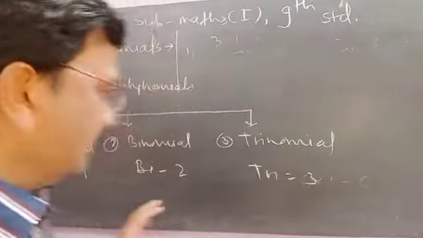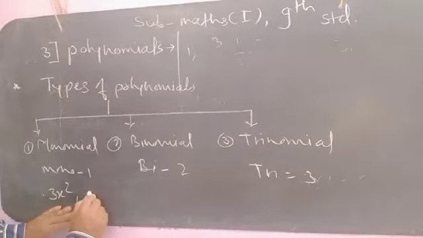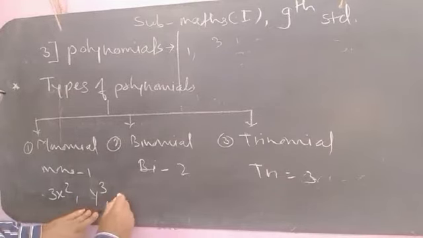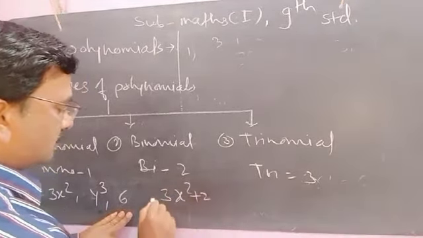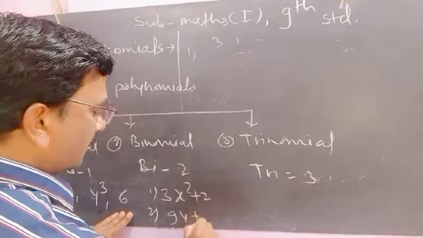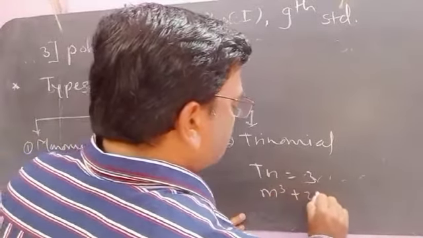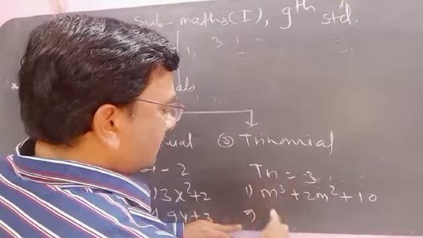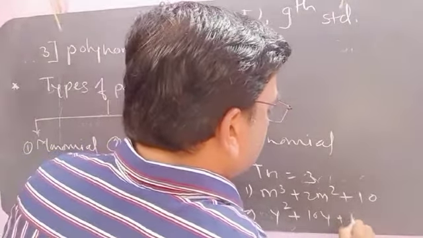For example, we will take the examples here. Monomial: 3x square, y cube, 6. Binomial: 3x square plus 2, 9y plus 3. Trinomial: m cube plus 2m square plus 10, y square plus 10y plus 15.